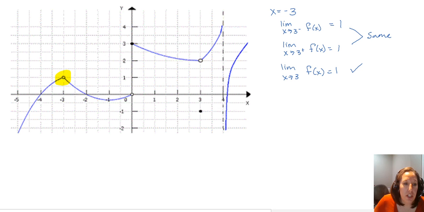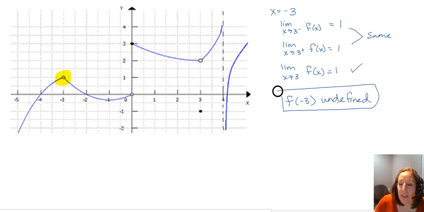But when we go to criterion 2, at least as far as we can see on this graph, there is no point. We have an open circle at x equals -3, but we have no closed circle where x is equal to -3. That means f of -3 is undefined, and that is the criterion that is violated for continuity at that point.